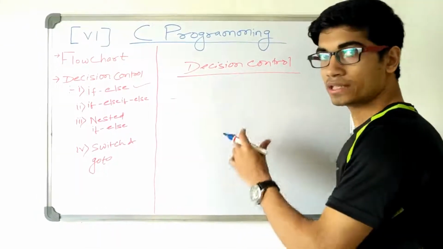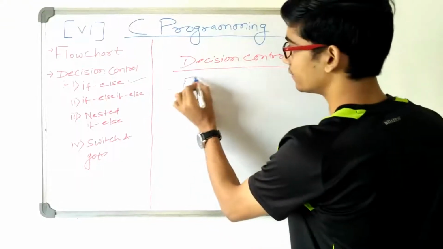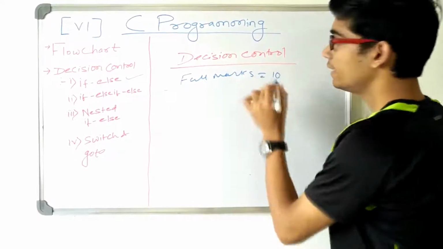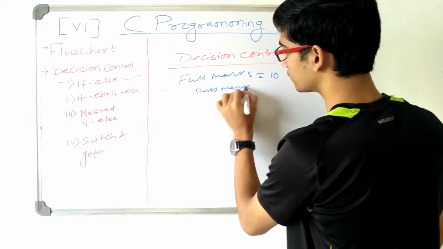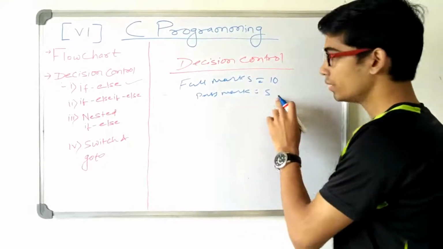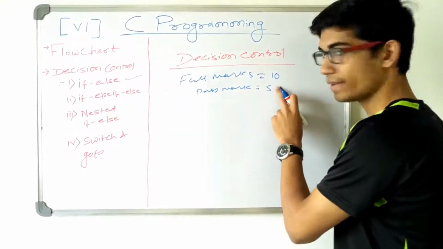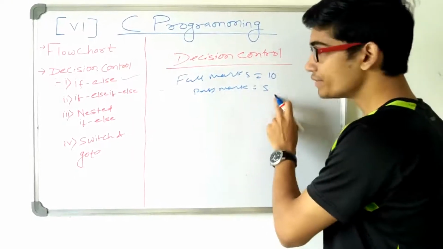Now suppose in a school you are going to give a test, and the full marks is 10. The pass mark is 5. A student who scores 5 or more is going to pass the examination, else he is going to fail. So how are we going to decide this?